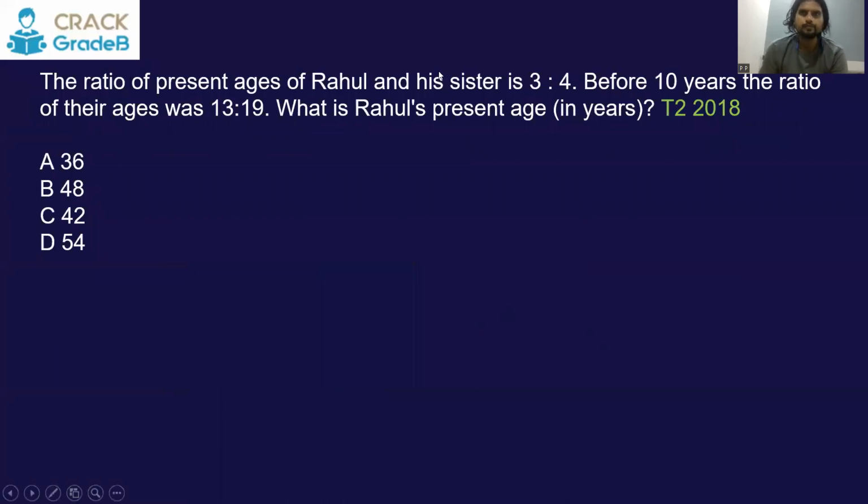Let's say this one. The ratio of the present age of Rahul and his sister is 3 to 4. Before 10 years, the ratio of their ages was 13 to 19. Similar kind of question. We can say Rahul, sister. Presently, if Rahul is 3x, sister is 4x, this is the present scenario.